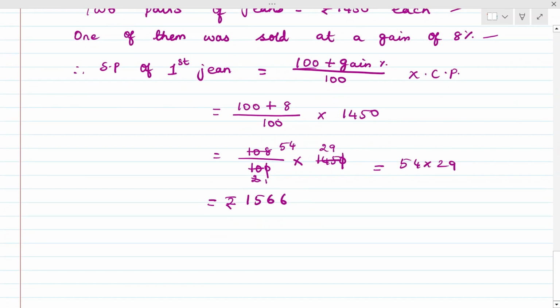Okay, now we will find out the selling price of second jean. Here it was sold at a loss of 4%.